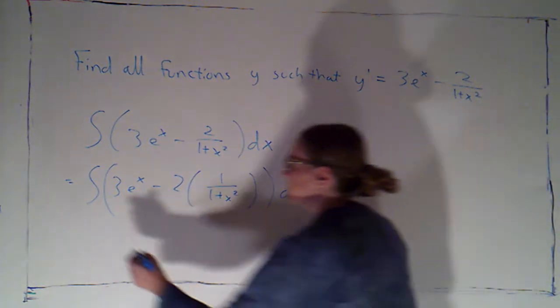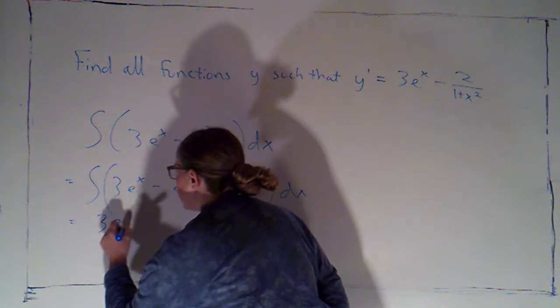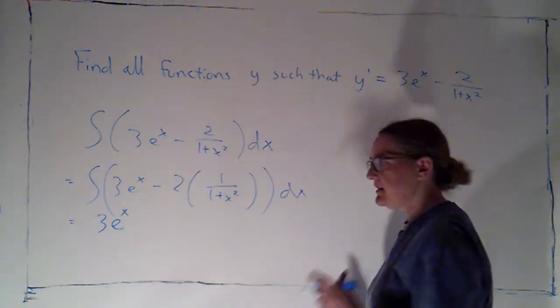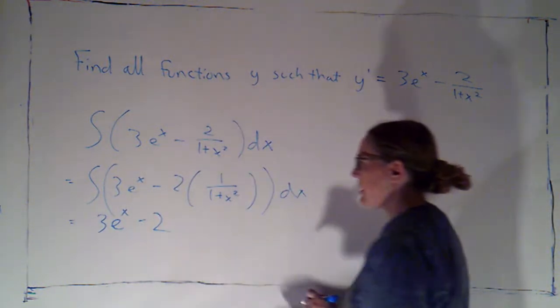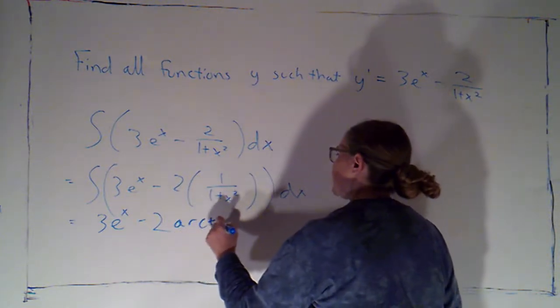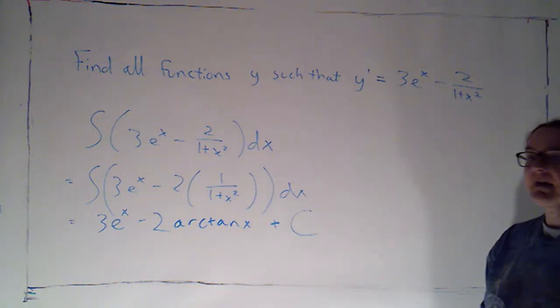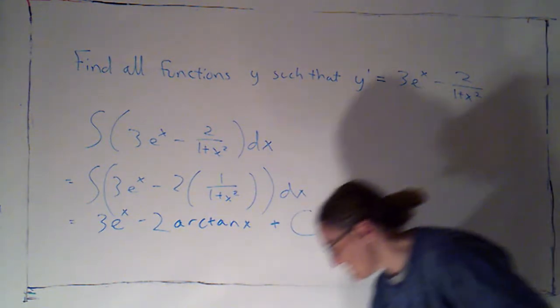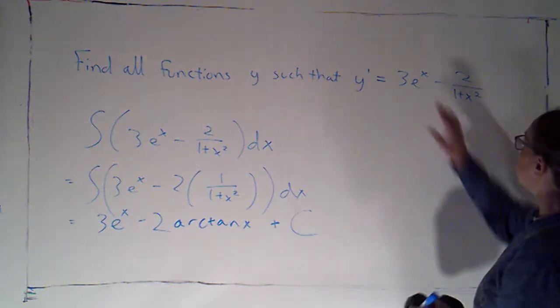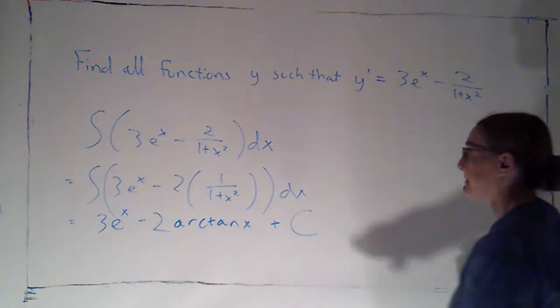And then I can say, okay, so I'm going to get 3 copies of an antiderivative of e to the x, which is just e to the x, minus 2 copies of an antiderivative of 1 over 1 plus x squared, which is arctan of x, plus c. And that would give me all of the functions that have 3e to the x minus 2 over 1 plus x squared as their derivative.